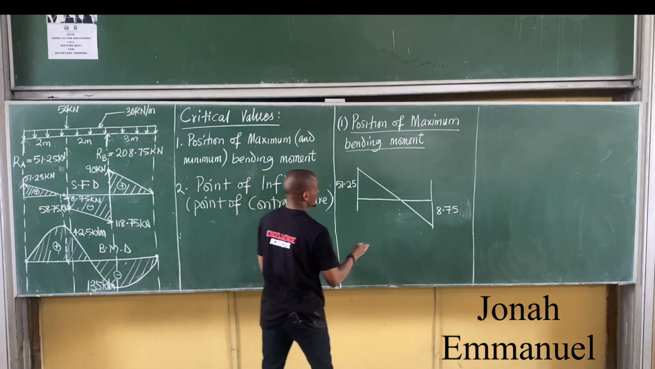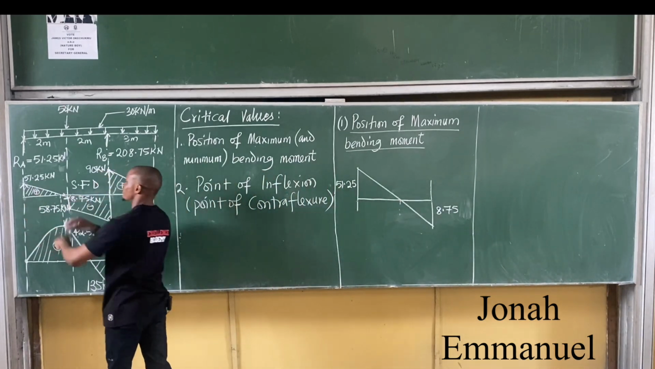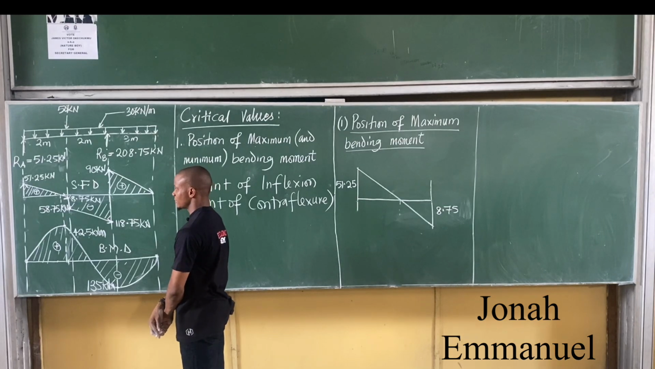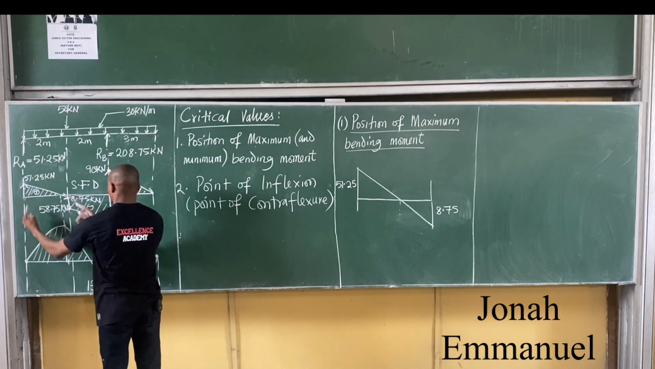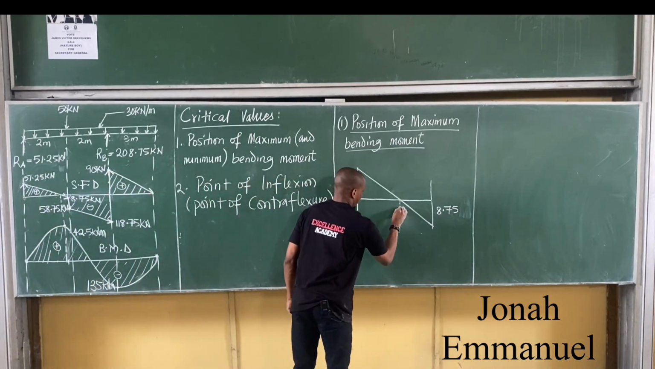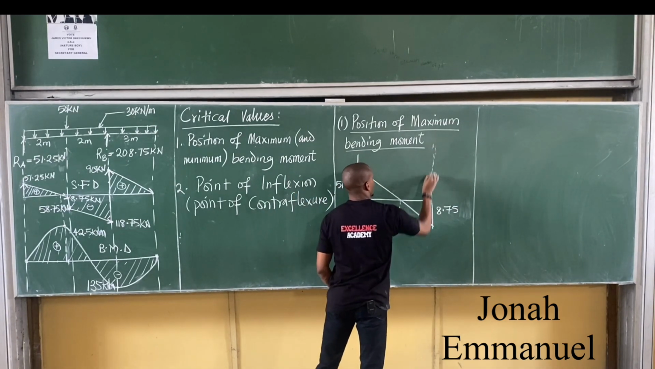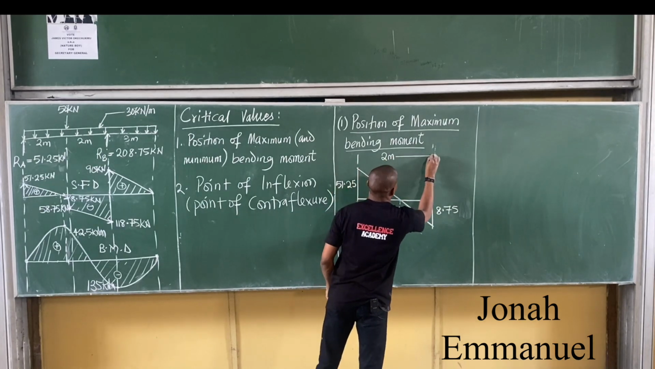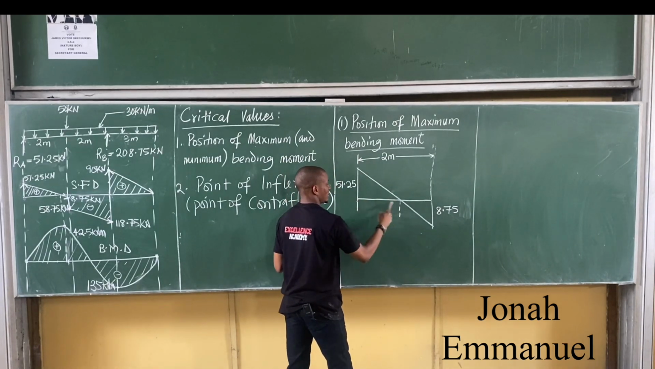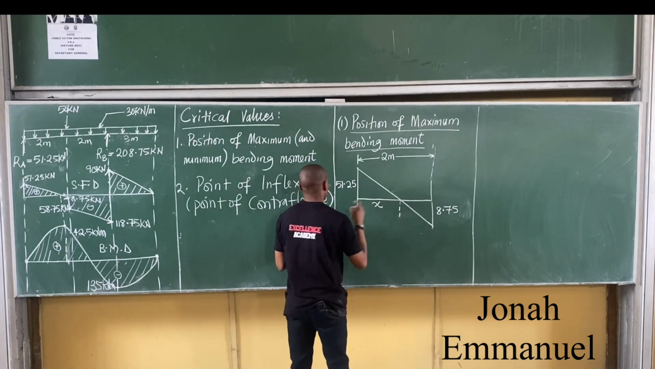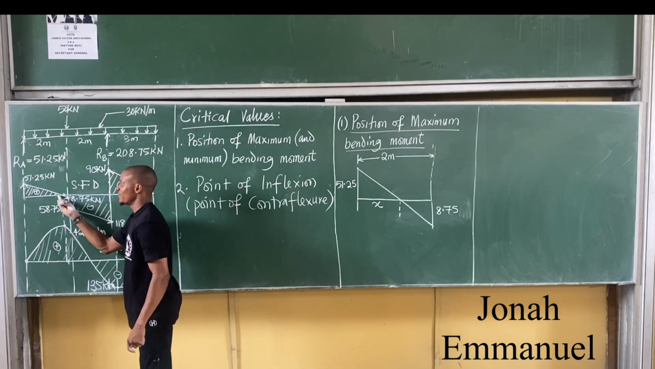So what next? I need to find this distance here, from here to this point, which is the position of maximum bending moment. But how do we get that? That's the question. Look at it. From here to here is how many? 2. We know that from here to this point is 2 meters. So let me call from here to here x, that is, from the start of the beam to where I have maximum bending moment.